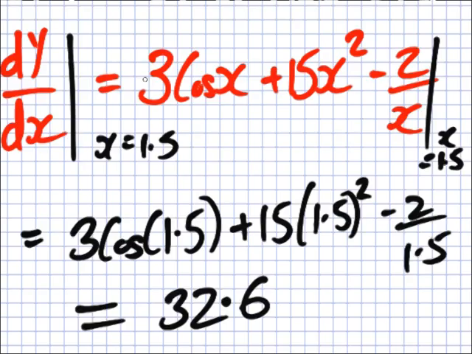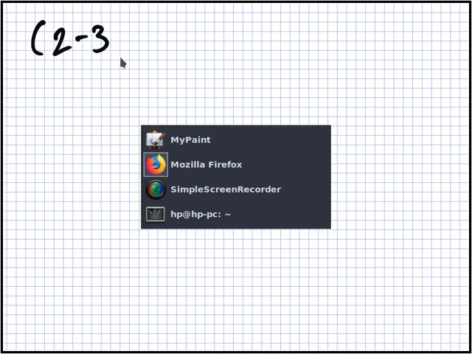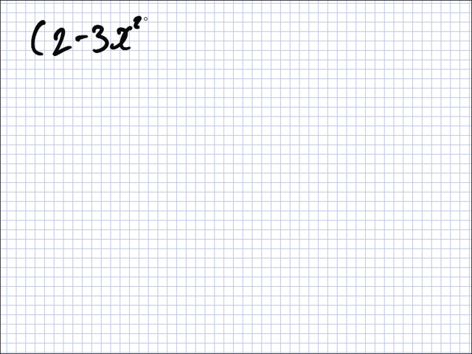Let's use Pascal's triangle to expand (2 minus 3x squared) cubed. 1, 1, 1, 1, 2, 1, 1, 3, 3, 1. Please write the triangle down for the exam. They need to see it because they said use Pascal's triangle.